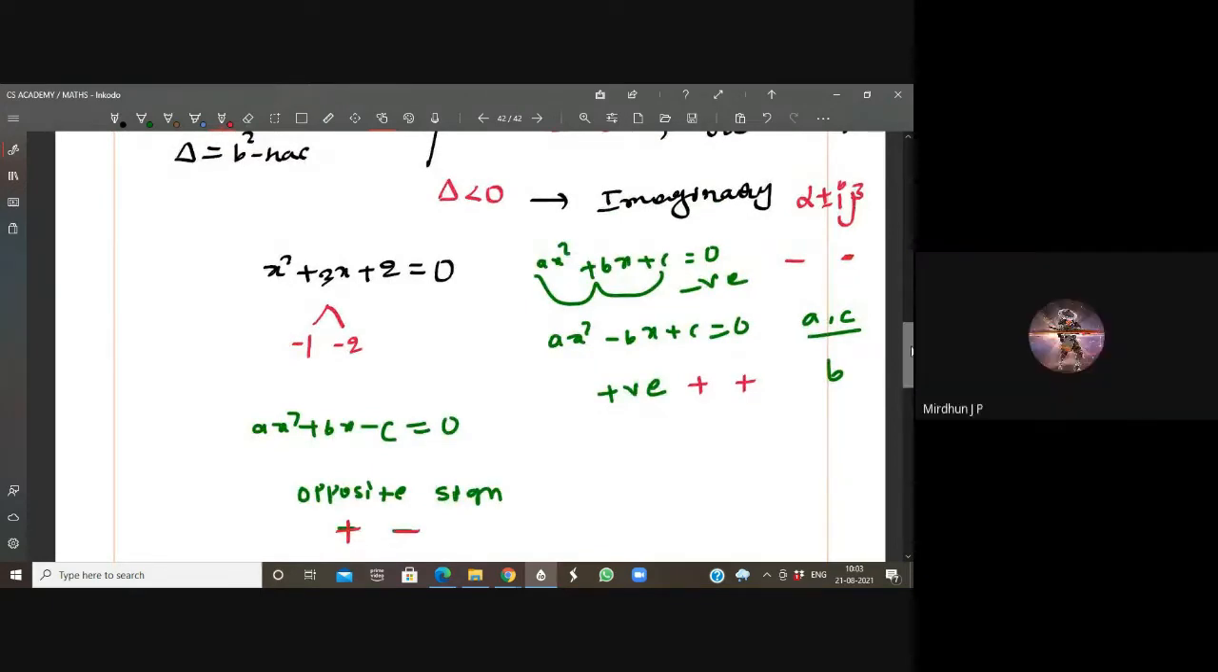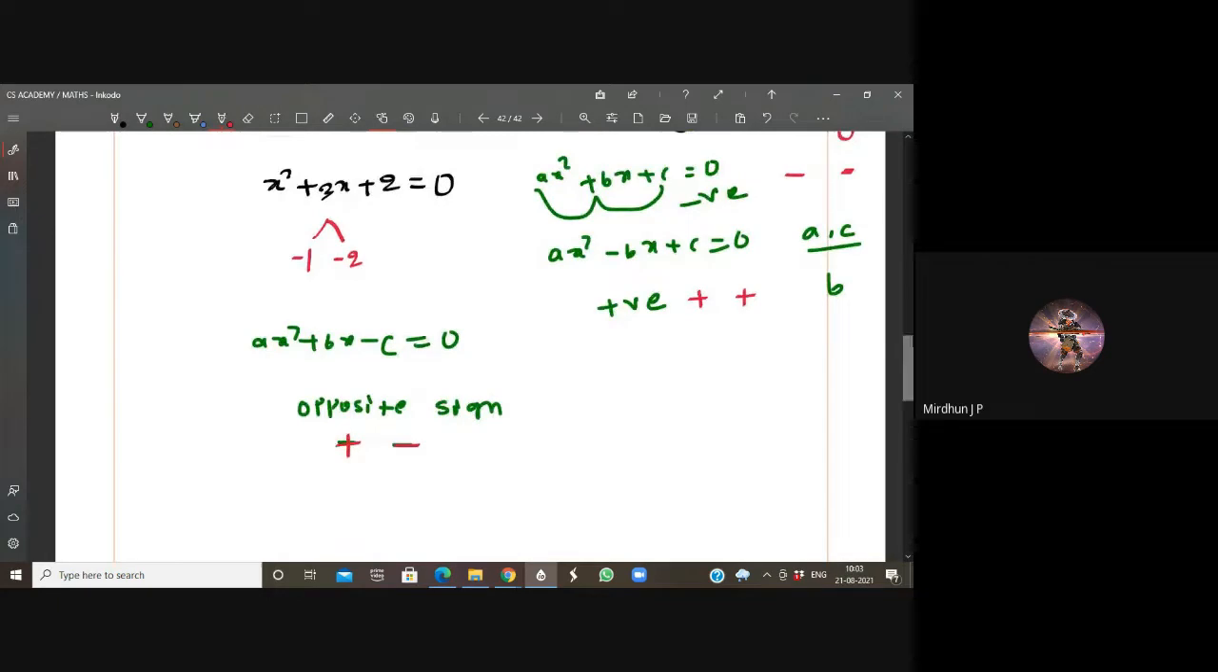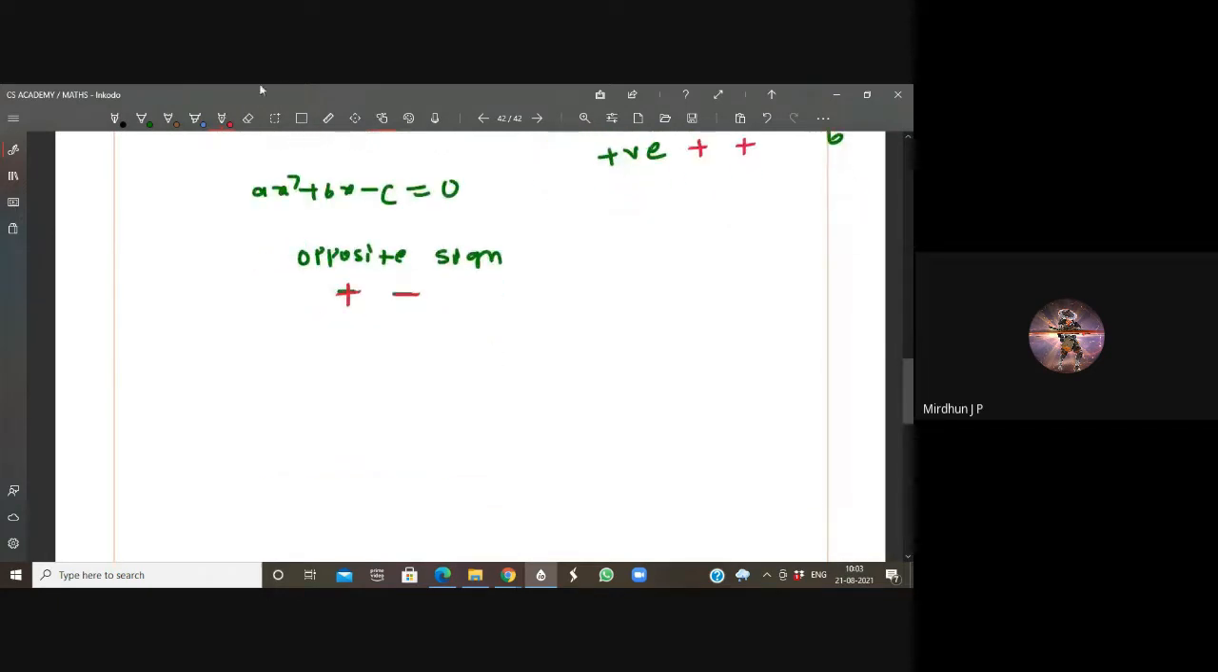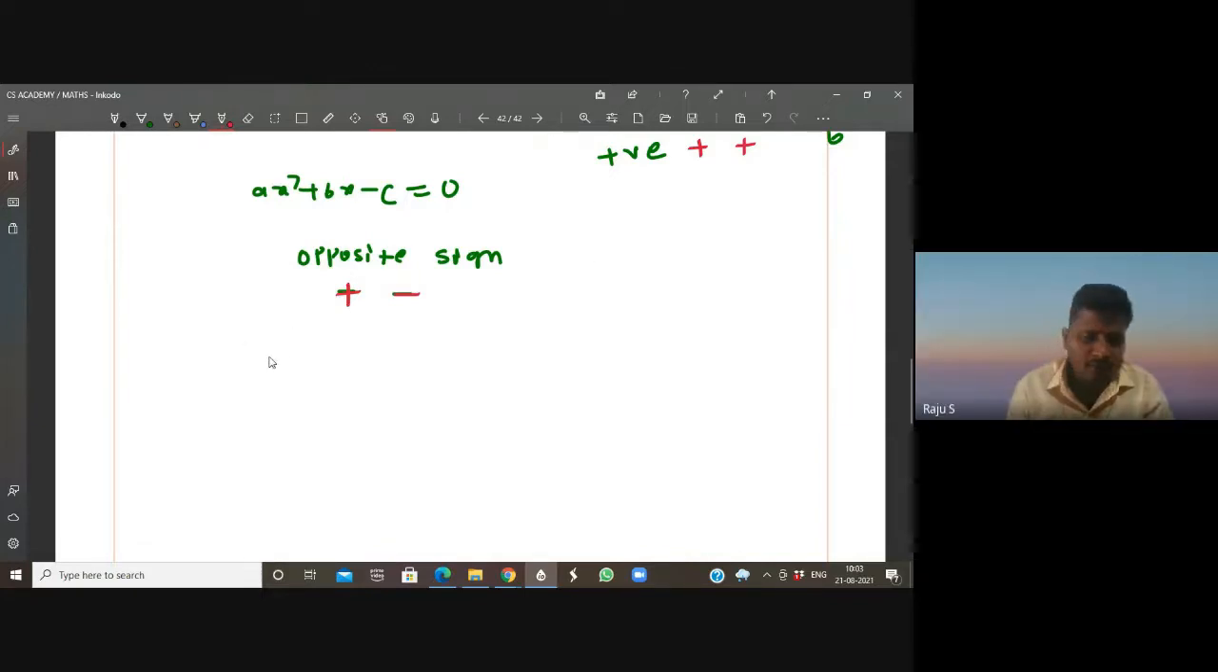According to that, Sir, if minus ax square plus bx plus c is equal to 0, then also plus or minus, or minus or plus, sir? Yes, obviously.